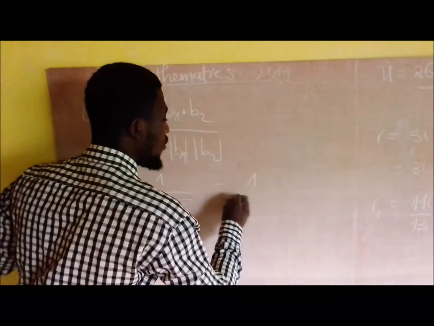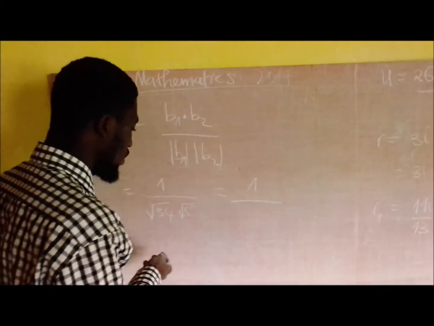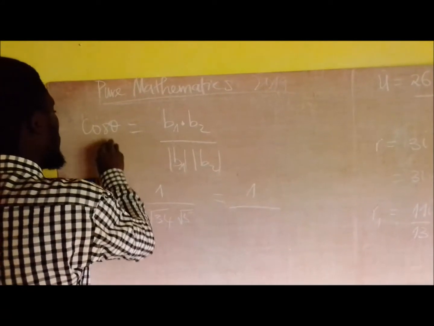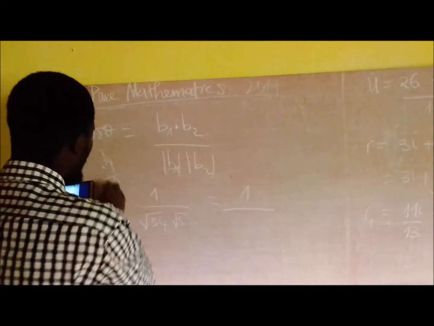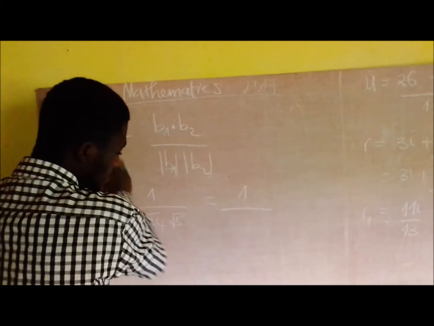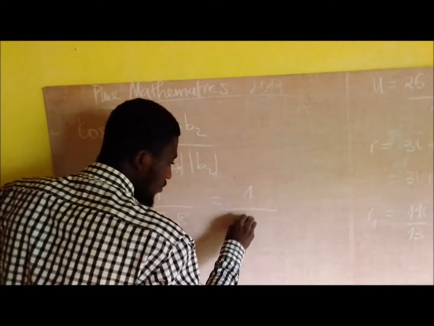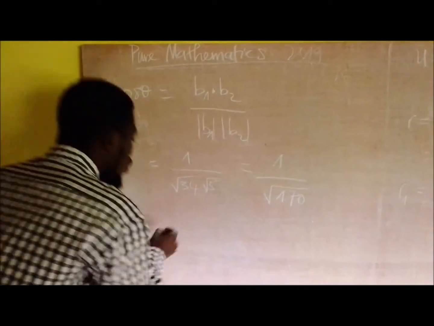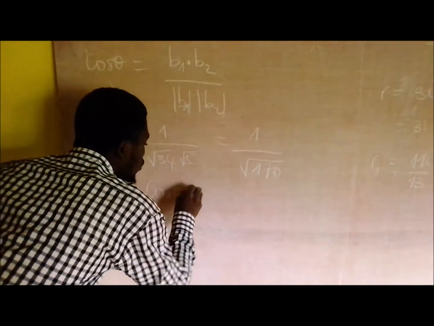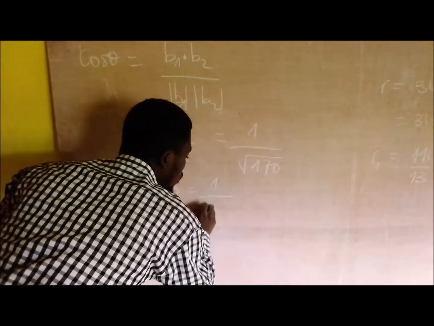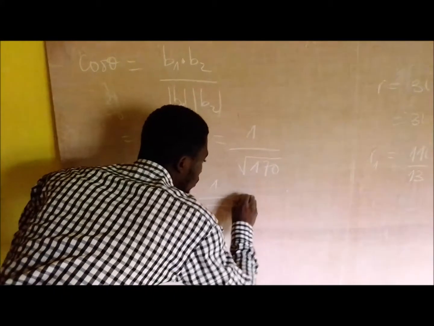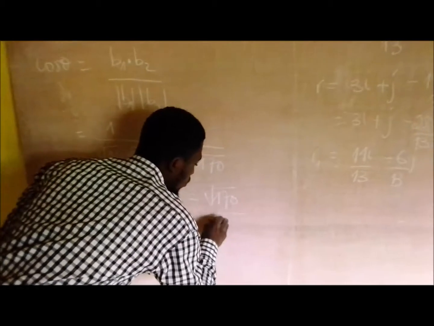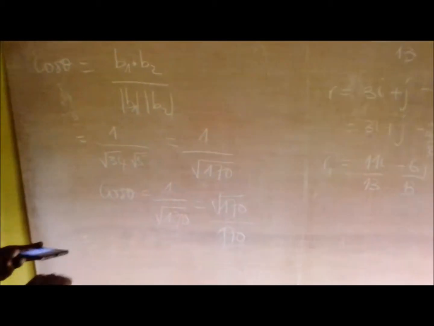So it's going to be 1 over the square root of 5 times 34. So I'm going to have 34 times 5, giving me 170. So it's going to give me 1 over the square root of 170. So that's the cosine of the angle between the two lines. Cos theta is equal to 1 over root 170. Or some people can rationalize by saying it's root 170 over 170.